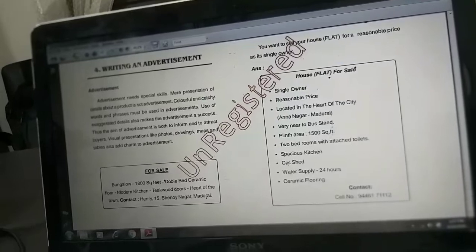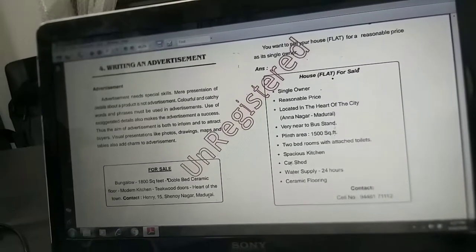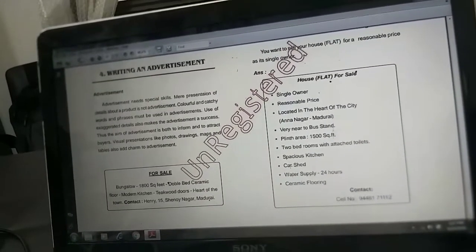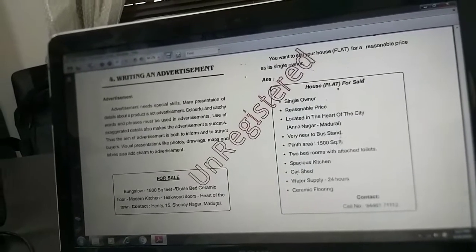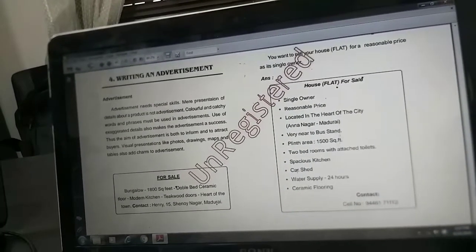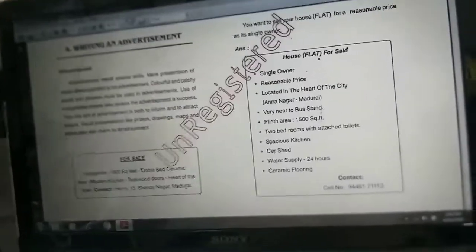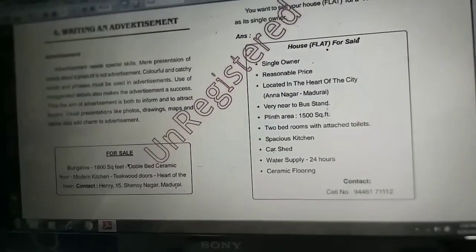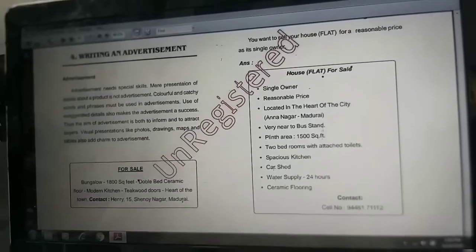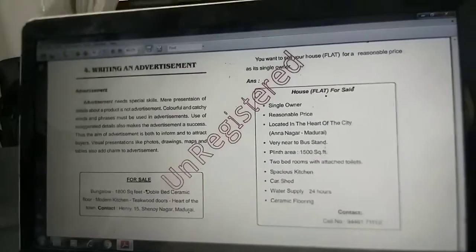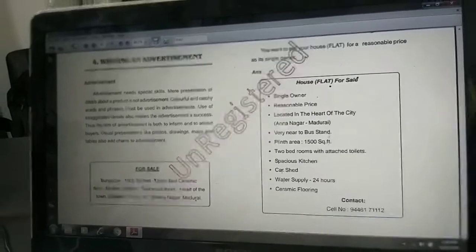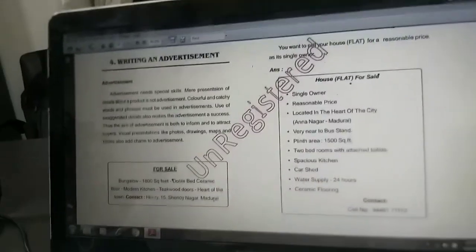flat, and the most common thing that people look for in a flat or a house is water facility, parking, and all such things will be more important. So you need to mention those things, and you must never forget to mention your contact number, so whoever sees your advertisement will find it easy to contact you.